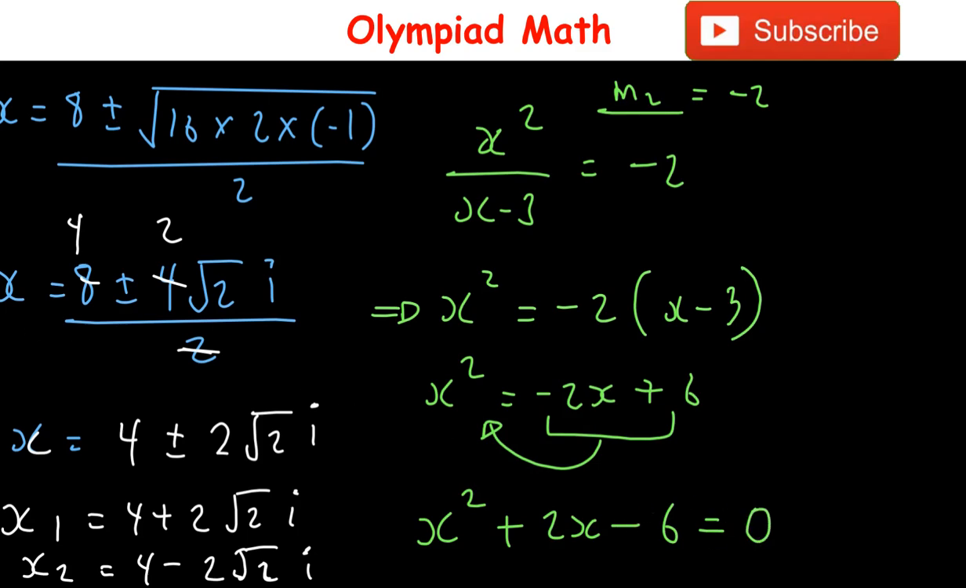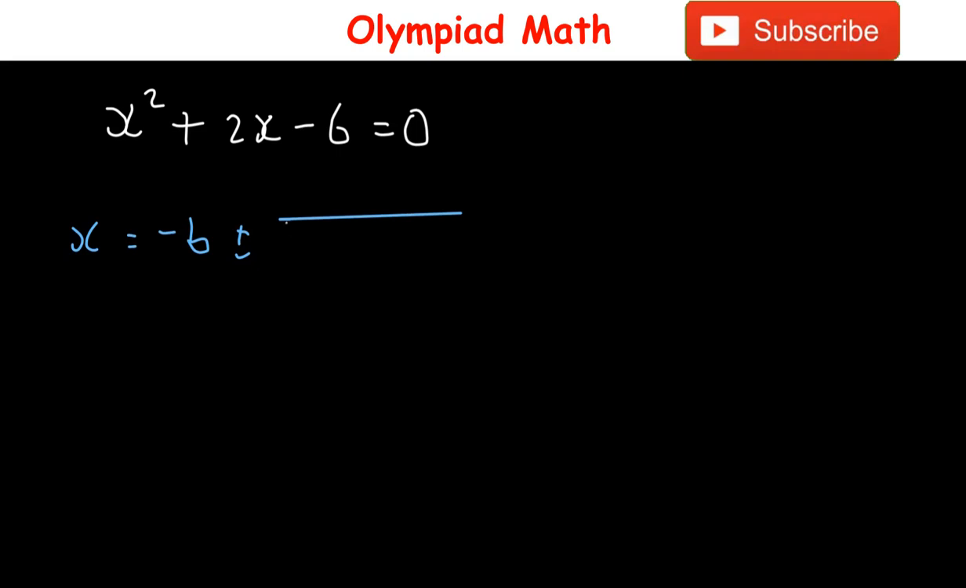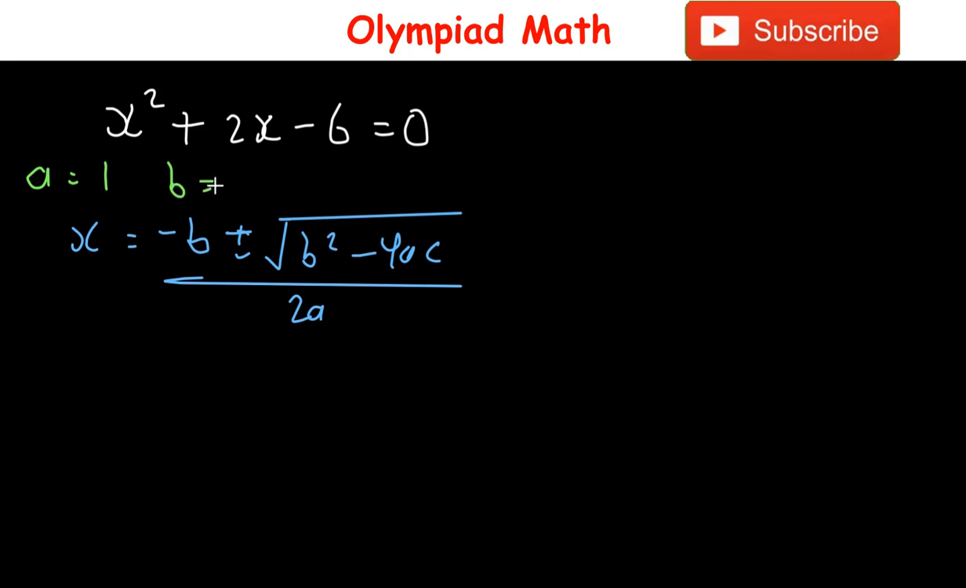So this equation will be solved making use of the quadratic formula. So right here, we have the equation x squared plus 2x minus 6 equals 0. And the formula is x is equal to minus b plus or minus square root b squared minus 4ac all over 2a. And in this case, the value of a equals the coefficient of x squared, 1. The value of b is the coefficient of x, plus 2. The value of c is the constant, minus 6. And put these values into the given formula.